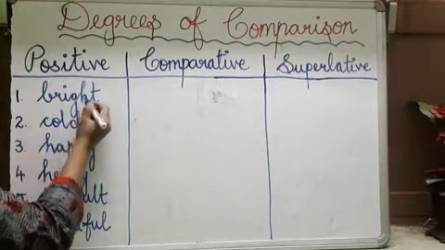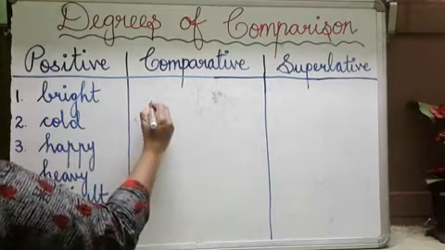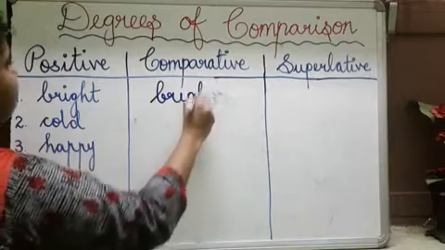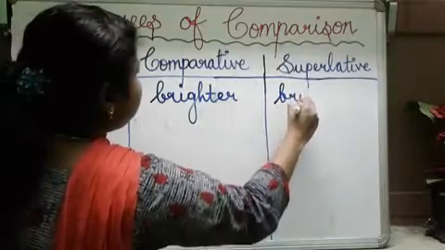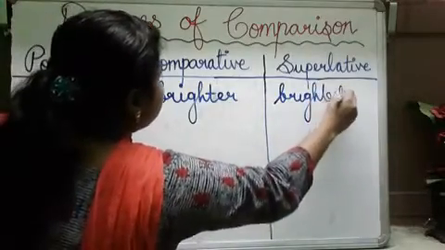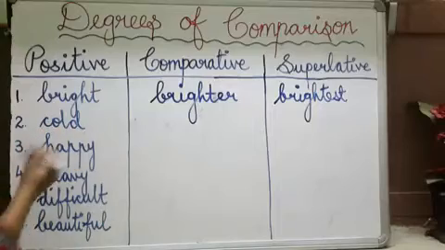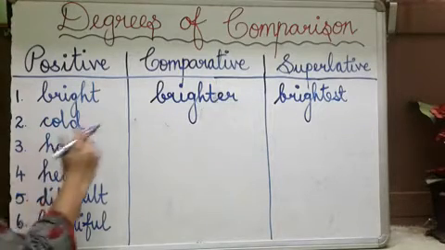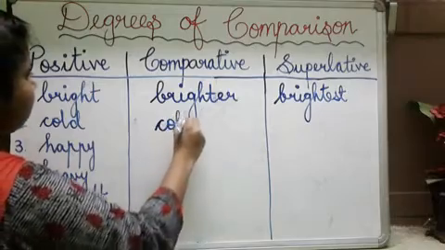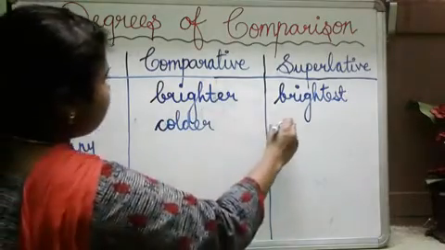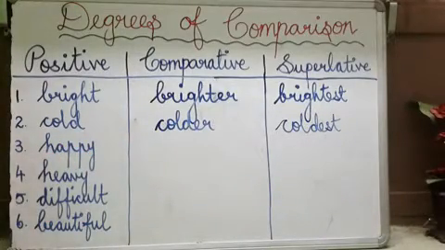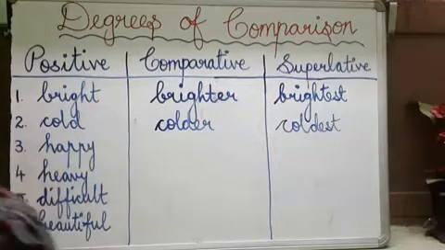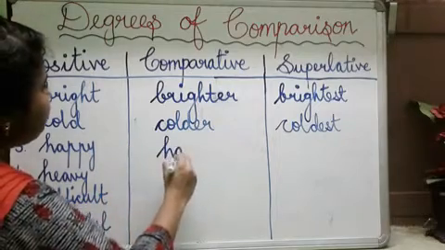So now bright is there. This is 1 syllable, so we will add er. Bright, brighter. And in superlative, brightest. Now here, cold, how many syllables? Only 1 syllable. So er, colder. And then coldest. Then happy. 1 syllable or 2 syllables?